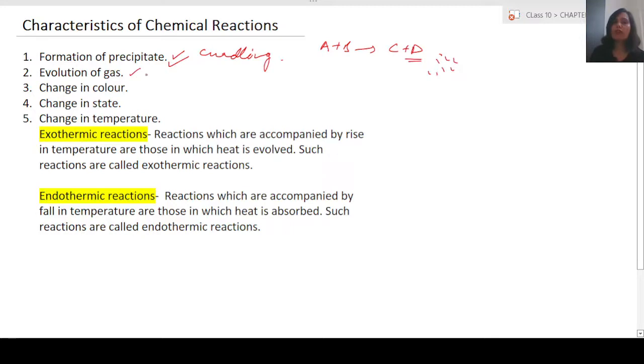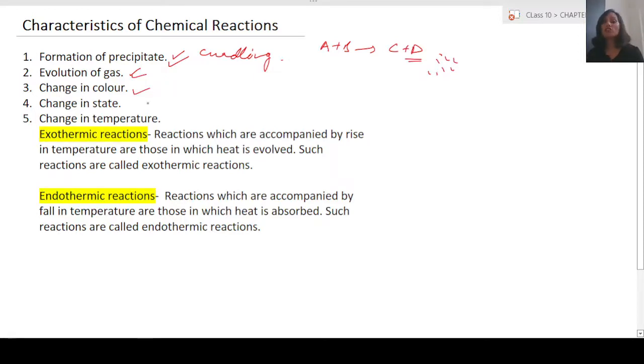Similarly, evolution of gas: like in our previous example, when zinc pieces were dropped in hydrochloric acid, we saw the formation of bubbles along with the hissing sound. So we can say that yes, a chemical reaction has occurred. Then there is a change in color. Sometimes we observe a change in color, for example the formation of rust. Rust is brown in color, but iron is grayish black, right? So there is a change in the color of the product.